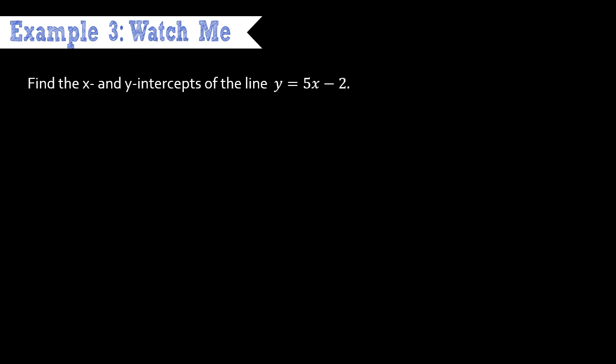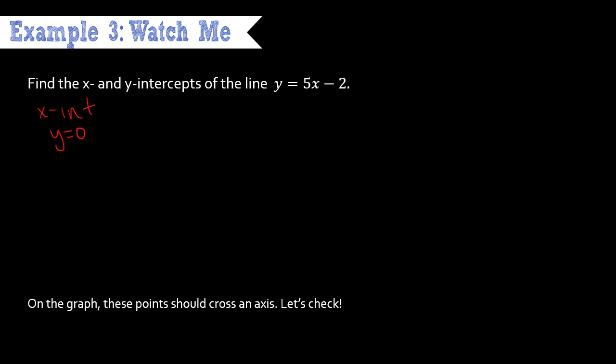So in example 3, it says find the x and y intercepts of the line y equals 5x minus 2. So what we like to do is plug in. We know when we're trying to find the x-intercept, we want y to equal 0. We just talked about that. And then when we want to find our y-intercept, we want x to equal 0. So I can take my equation, y equals 5x minus 2, and I can substitute in 0 for y and x, depending on which intercept I want to find.